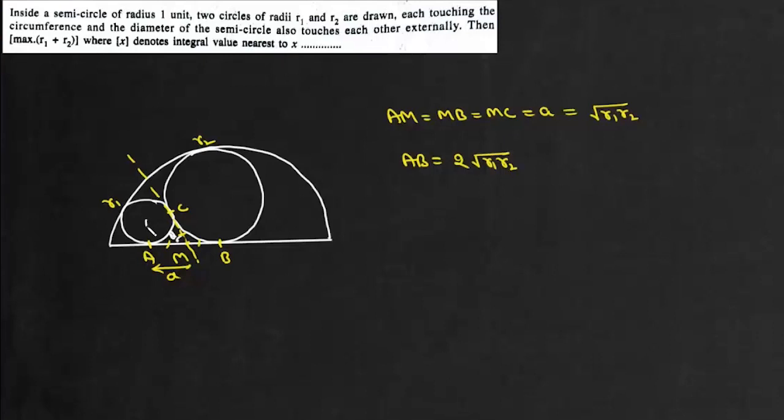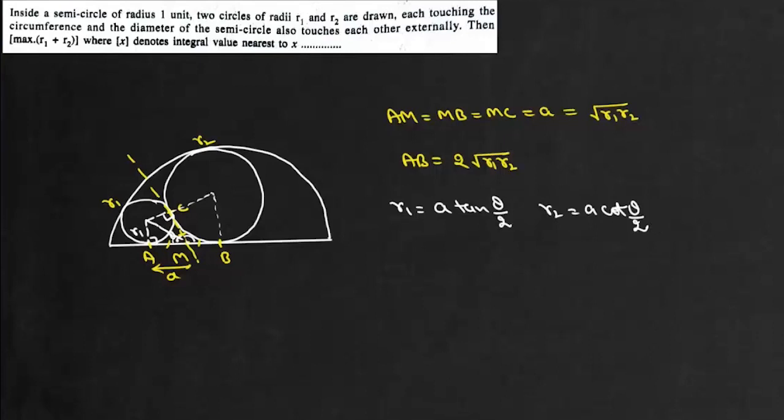Then if from the center we draw perpendiculars, then this is r1 and this half angle is theta by 2. So we can write tan theta by 2 as r1 upon a. So this r1 will be a tan theta by 2. And in the same way, for this second circle, we know that this angle is pi minus theta, so this half angle is pi by 2 minus theta by 2. So r2 will be a cot theta by 2. So we've got r1 and r2 in terms of a and theta.